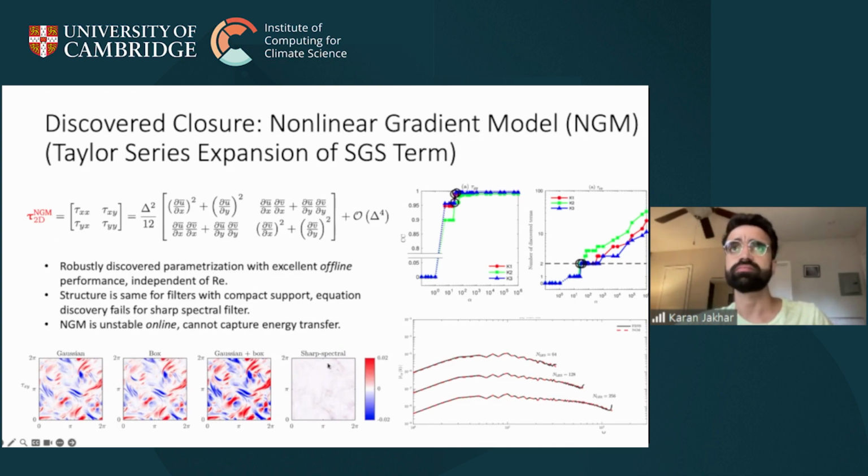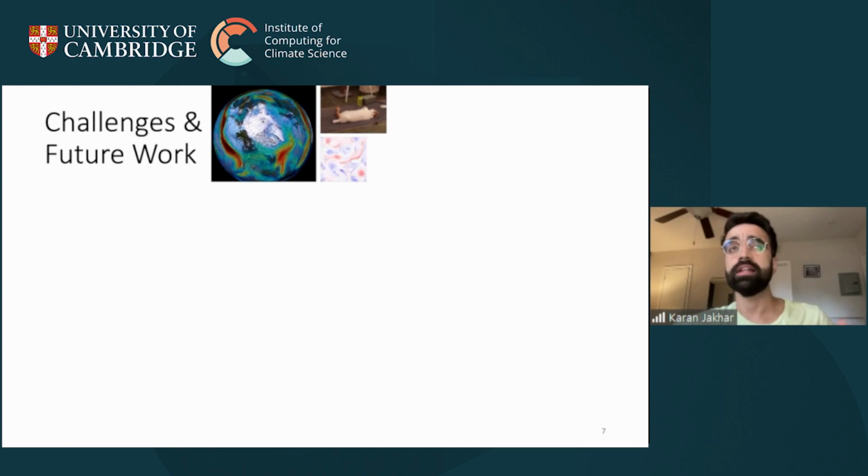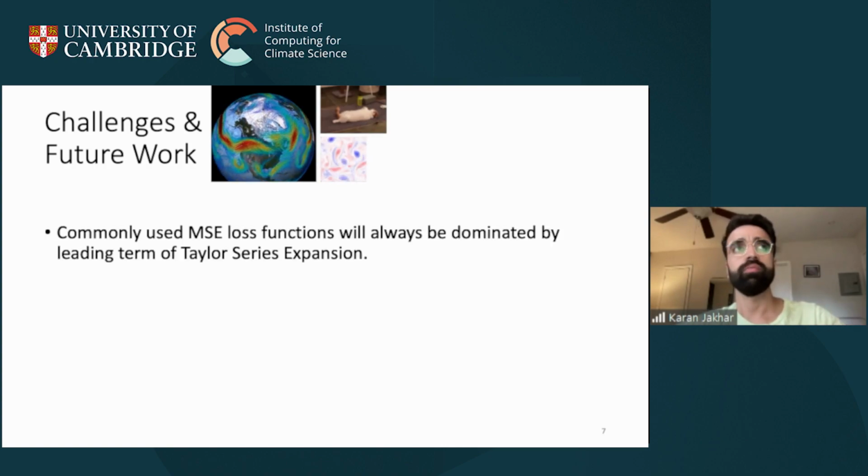But the problem with this model is that it fails a posteriori, because it cannot capture the energy transfer. Although it performs very well in the a priori metrics, it doesn't perform well at all in a posteriori metrics. So this brings us to the fact that we cannot use equation discovery blindly, and we'll need to do a few more things when we're doing equation discovery.